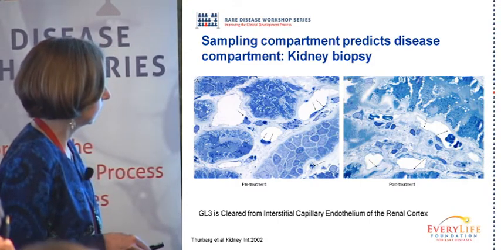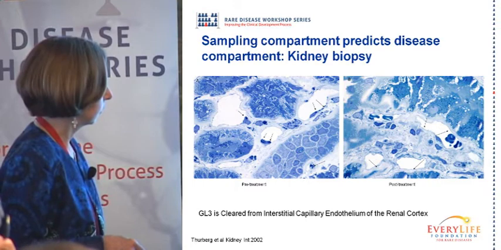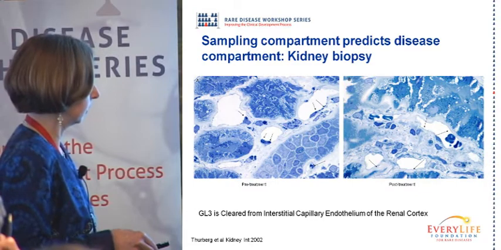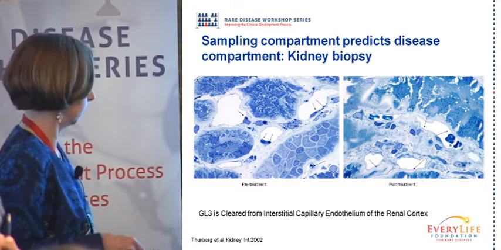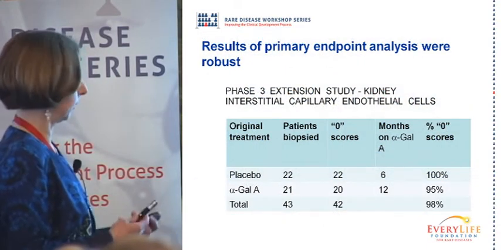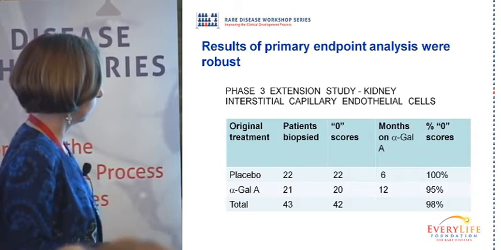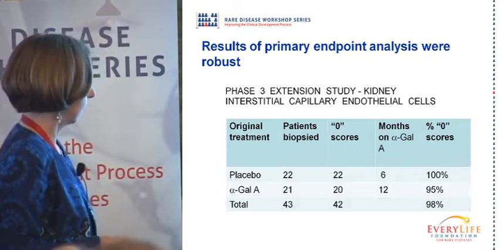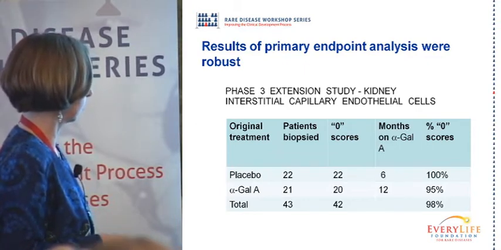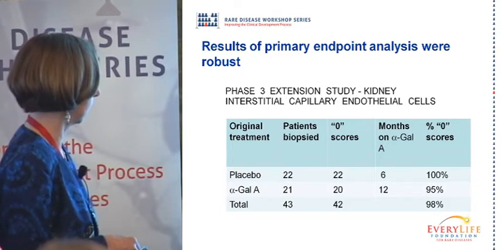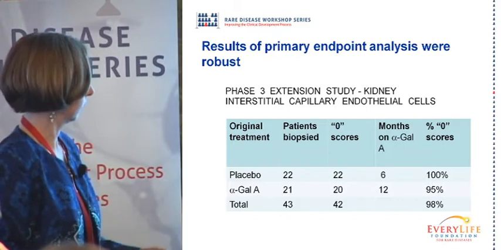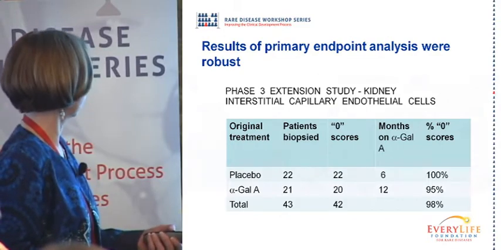And post-treatment, we see that these granules have been completely cleared from this compartment. So this patient would be a 0 post-treatment. And this is a summary of the primary endpoint in terms of the number of patients with 0 scores. You can see in both the placebo group when they crossed over to treatment, as well as the treatment group, which received treatment throughout the entire trial, if you put all of these together, 98% of the patients had a 0 score in this compartment. So that was really great.